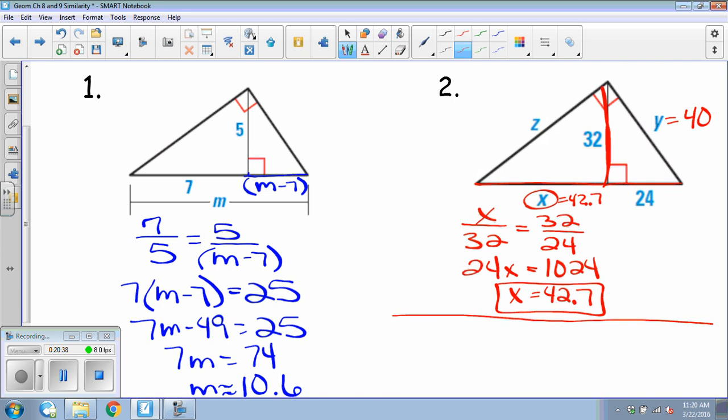But with these problems, you need to be careful. You need to find more than one value in these. If you mess up the first value, it's going to mess all the rest of them up. So you have to just be careful.